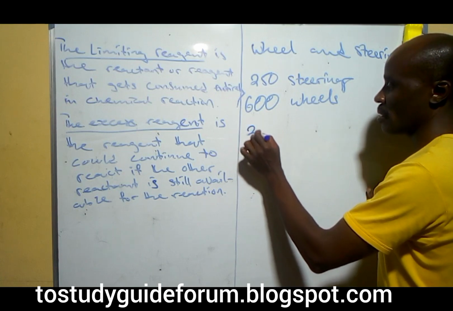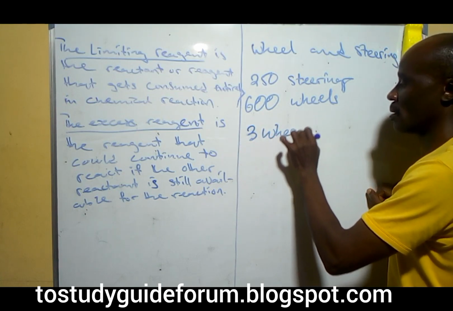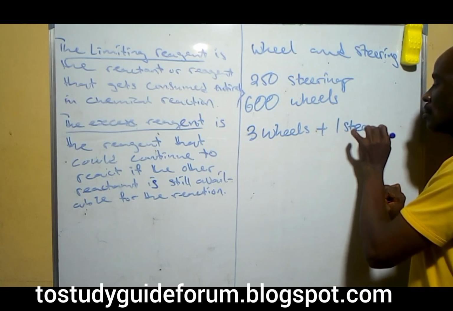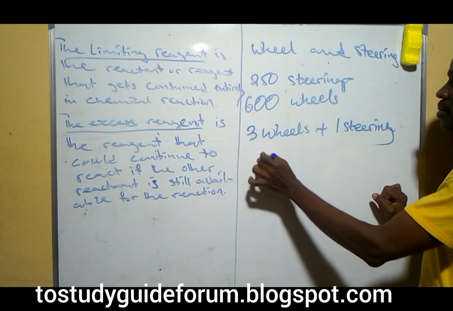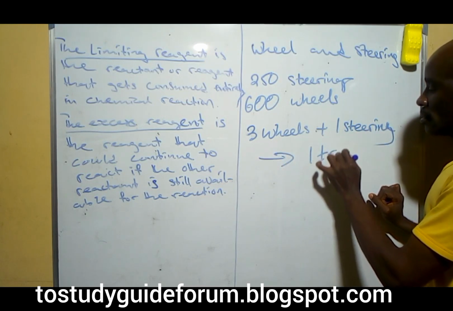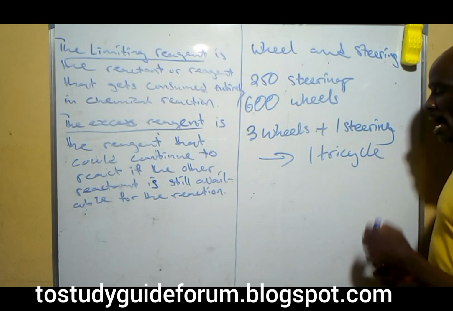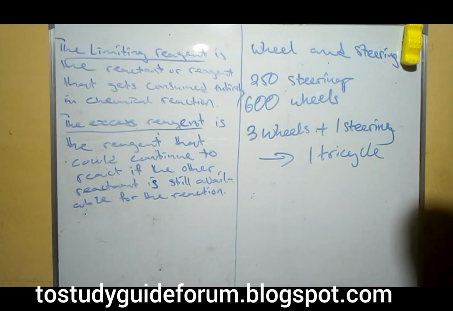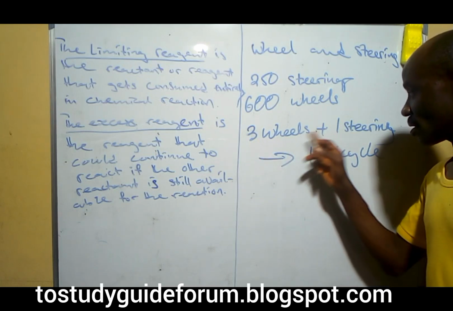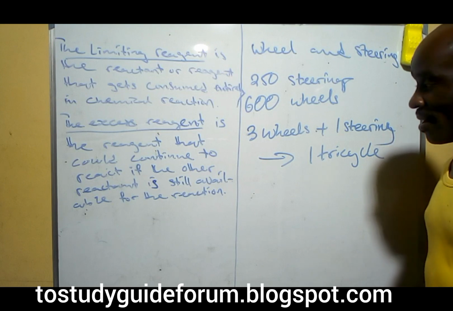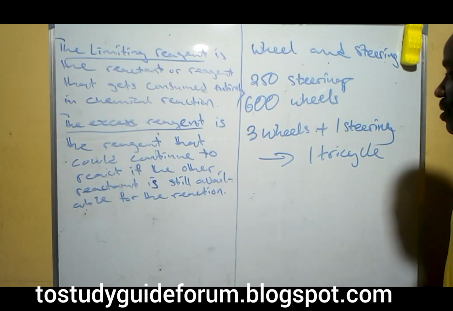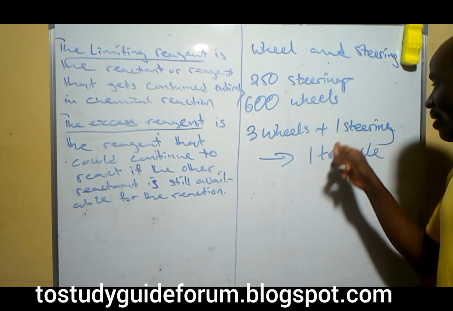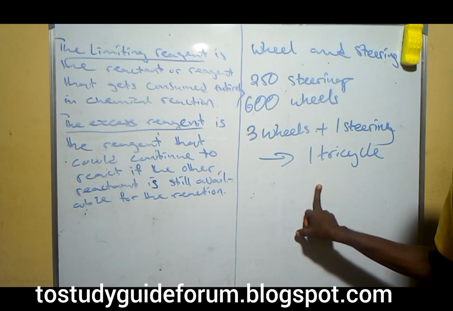That is to say, 3 wheels plus one steering will give us one tricycle. I can say that this is a balanced equation, and this is the stoichiometric ratio, as the case may be. And in this case, we know that 3 wheels and one steering will give us one tricycle.